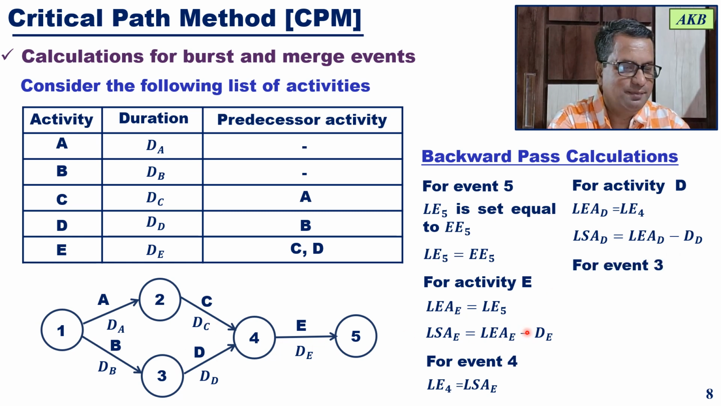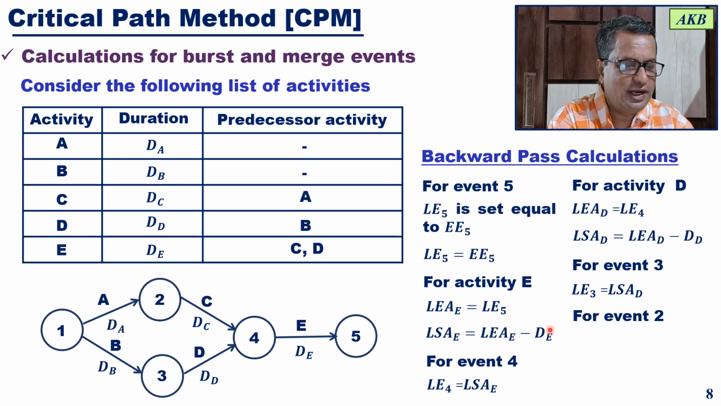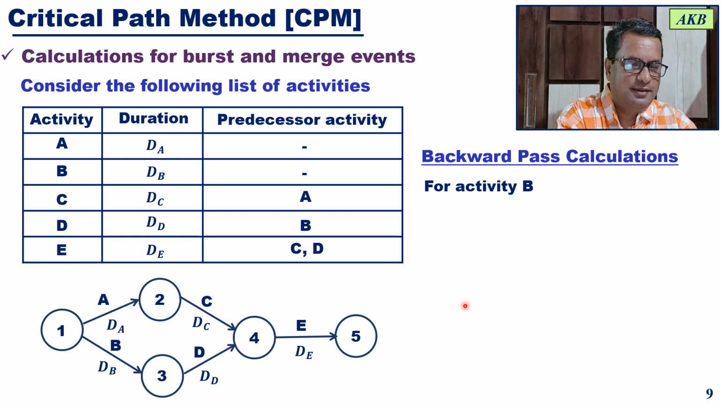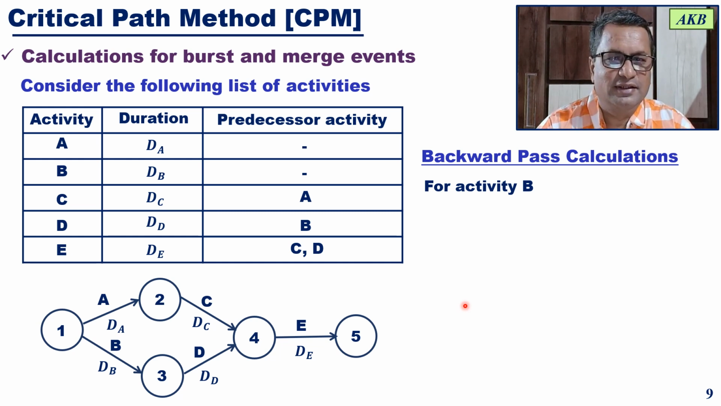Similarly, for event 3, the latest event time for event 3 will be equal to the latest start time for activity D. Then for activity C, the latest end time for activity C will be equal to the latest event time for event 3, and the latest start time for activity C will be equal to the latest end time for activity C minus its duration.